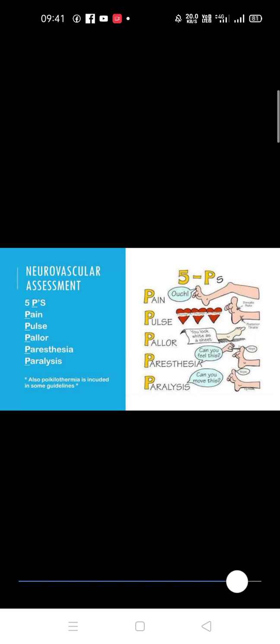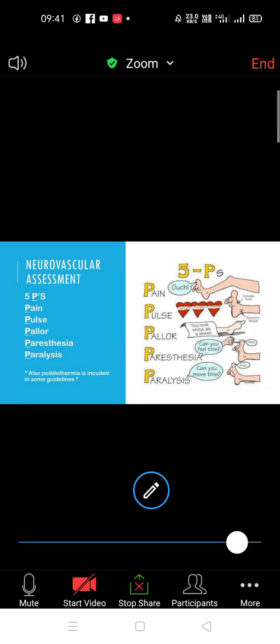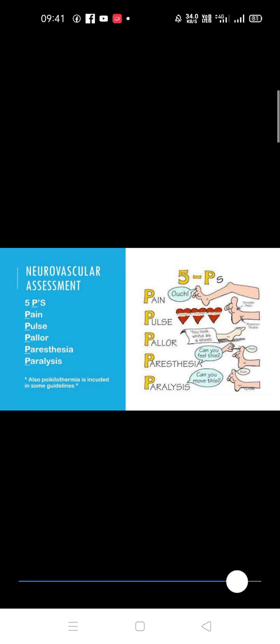Pain means you have to see if the patient can feel any pain or not. For the pulse, you have to check the pulse rate of the patient. Pallor means the patient might look dull, lack of blood. Paresthesia means some abnormal sensation. Then paralysis. How to check the paralysis?